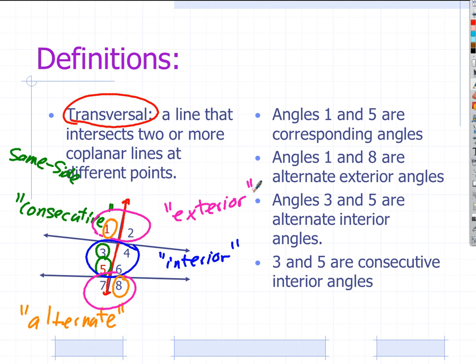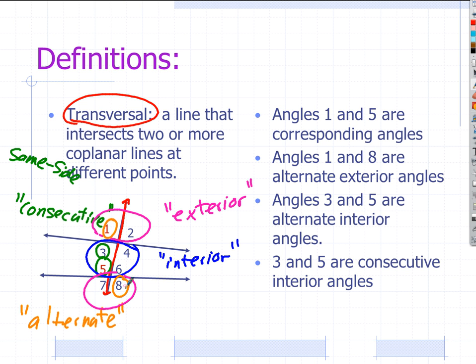Okay? So you see how that works? We've got whether or not they're on the same side of the transversal and whether or not they're both in between or both outside of the 2 lines. So how would we classify angles 1 and 8, do you suppose? Alternate exterior. That's it. Right? We call them alternate exterior. Okay? See how that works?